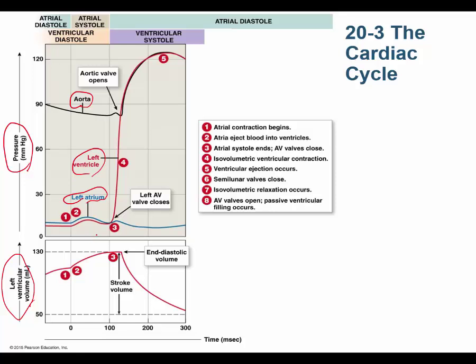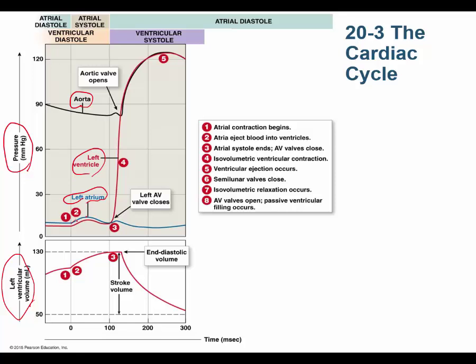All right, let's talk about it. Number one right here, this is where I'm about to start atrial systole. So atrial contraction begins right here at number one. How do I know? Well, pressure goes up in my left atrium. See how the pressure just went up? The only way pressure went up is I contracted. So number one is atrial contraction.